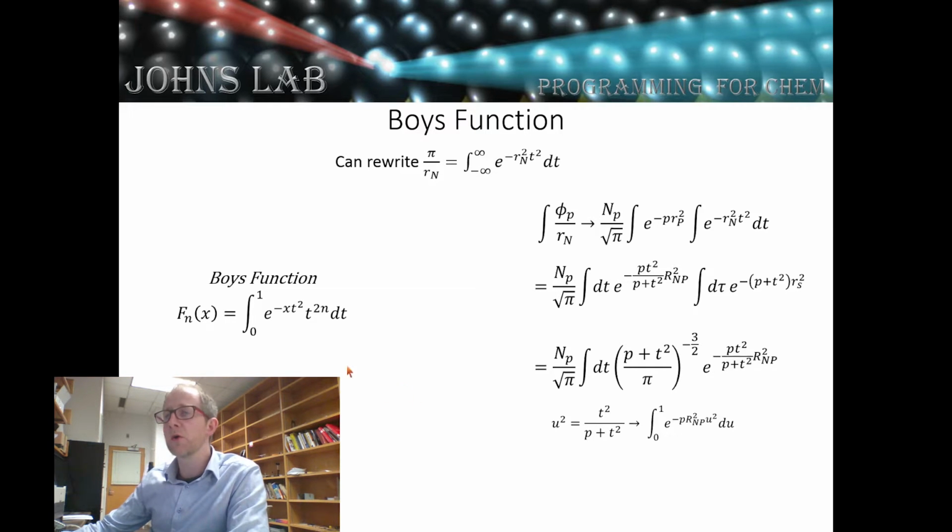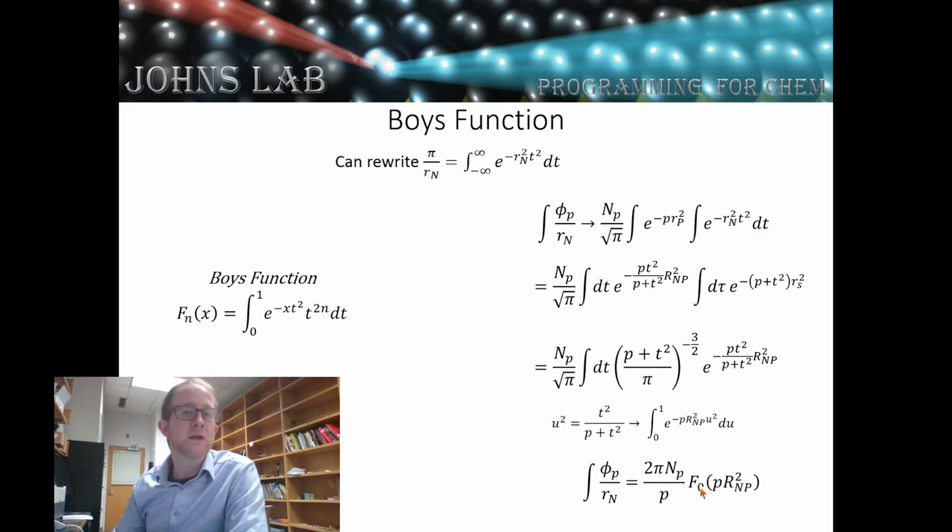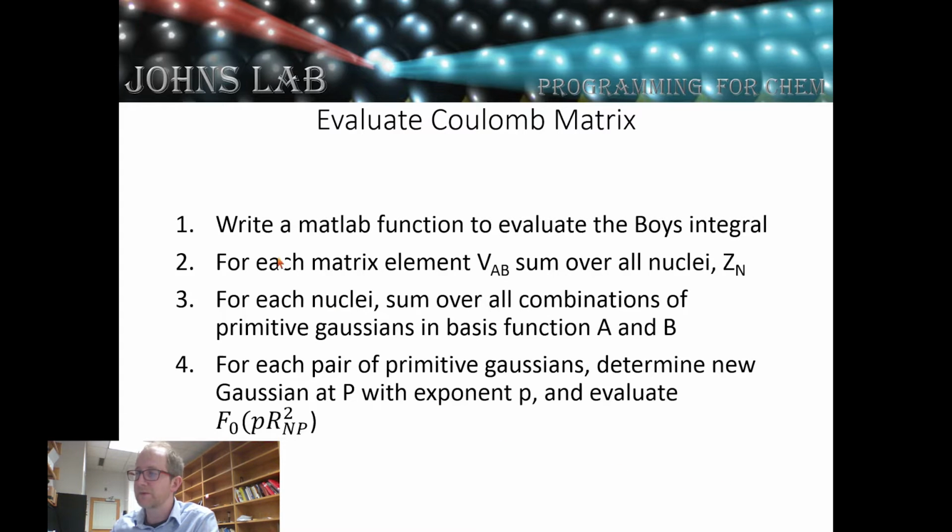And so, given this, we can rewrite this entire integral as just some normalization constants divided by an exponent times the 0th order Boys function of this number, which is just a constant. And that is how we're going to solve for our matrix elements for the nuclear attraction. All right, so we're going to write a MATLAB function to evaluate the Boys integral. For the nuclear attraction integral, we only need the 0th order. We're going to go ahead and write an arbitrary nth order Boys function in MATLAB, because we're going to need it when we add angular momentum.